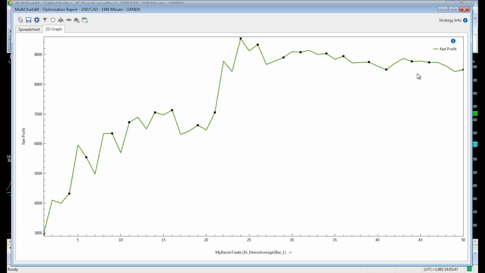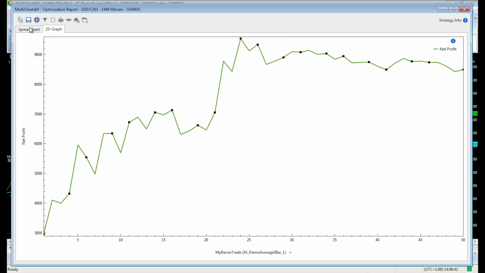And the reason the results flattened off is because after about 25 days, it was unlikely that we were going to stay in the trade more than 25 days without getting a reverse entry. So it's unlikely that we're going to be in a long trade for more than 25 days without getting an entry signal to go short. So anything above about 25 days, we're not going to be using the timed exit at all. We're just going to be getting entries and exits through the entry signals.